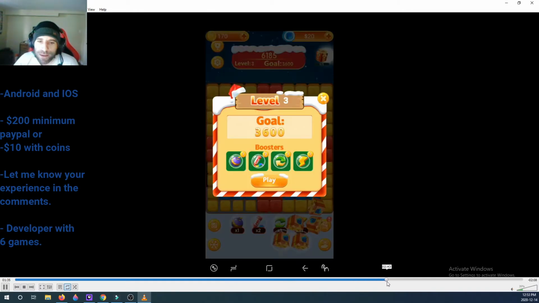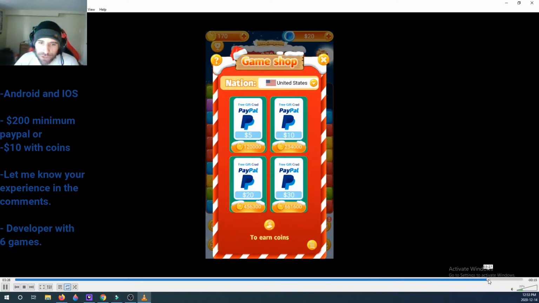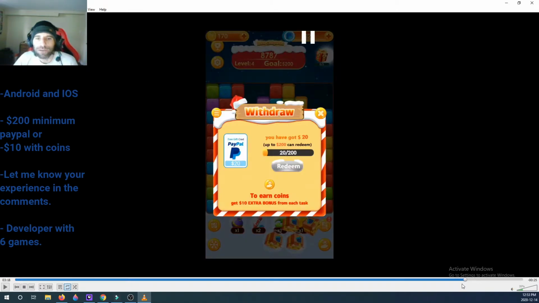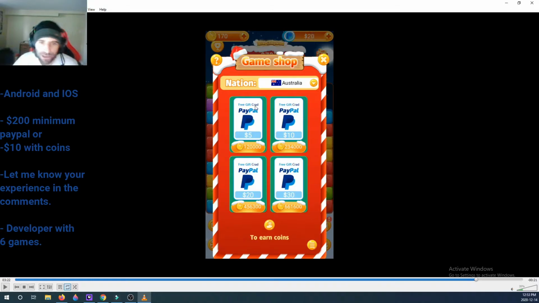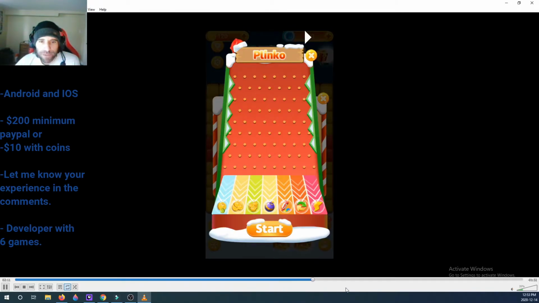Minimum payment with PayPal money is 200. So I'll show you right there. You need $200 to redeem the PayPal money. There's two types of currency: the PayPal currency and the coins currency. With the coins currency, you could also redeem money. You could redeem $5 minimum on PayPal with 120,000. And for some reason, the $10 one is cheaper. That to me doesn't make sense. Anyway, that's their choice. It's their game.